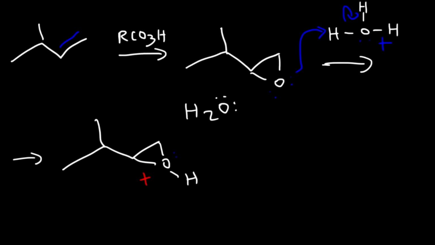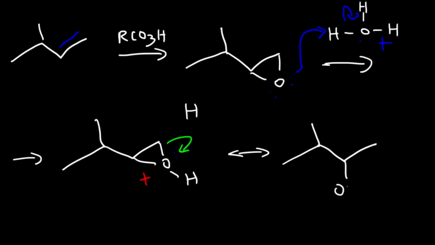Now water is going to attack the secondary carbon as opposed to the primary carbon. It turns out that the secondary carbon has more partial charge than the primary carbon, and so that's why water is attracted to it. If you draw the resonance structure of this molecule, which bond should we break? This one or this one? If we break this bond, this will give us a primary carbocation, which is not stable.